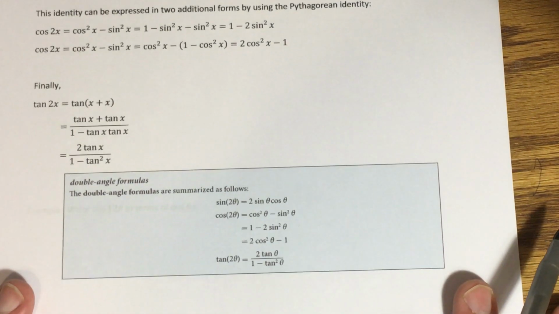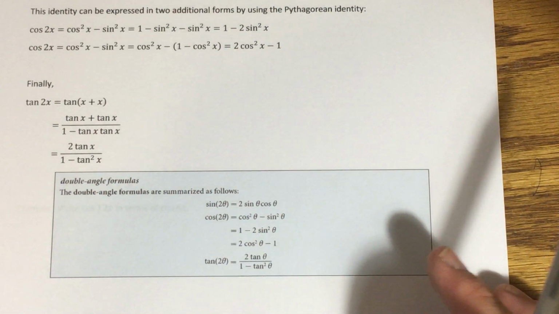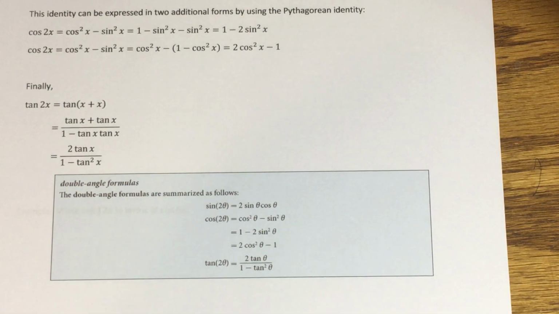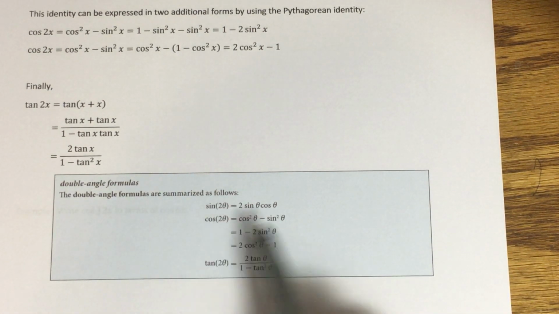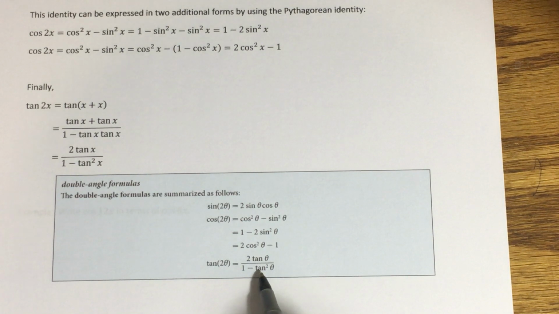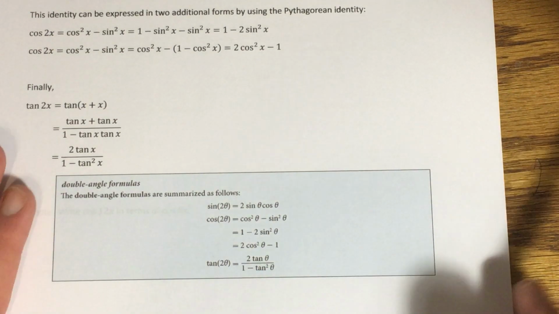So to summarize all of that here, we have a table giving us all 3 of those functions and their double angle identities. And notice the double angle identities for cosine, we have 3 of them that we want to have in our toolkit.